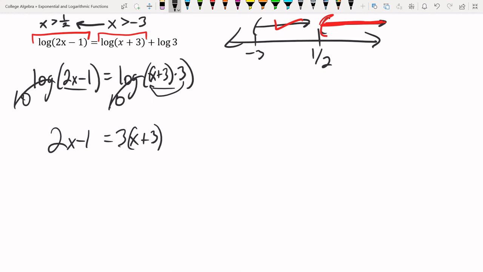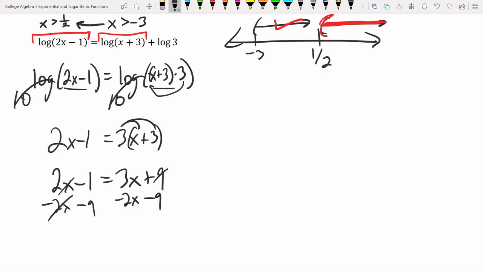Okay, with that out of the way, we can continue solving the problem. To do this, we're going to distribute the 3, giving me 3x plus 9. I'm going to subtract the 2x to this side and then subtract the 9 to the other side. That gives me negative 10 equals 3x minus 2x, which is x. So we get x equal to negative 10.